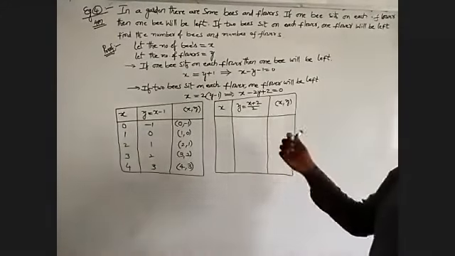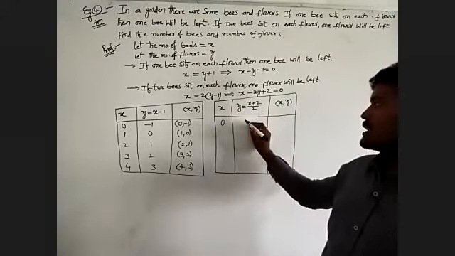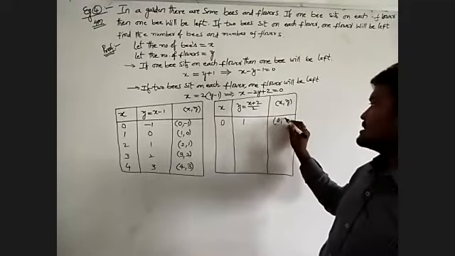Now for the second equation, first let x is equal to 0, then 0 plus 2 by 2 becomes 1, that we write as 0 comma 1.